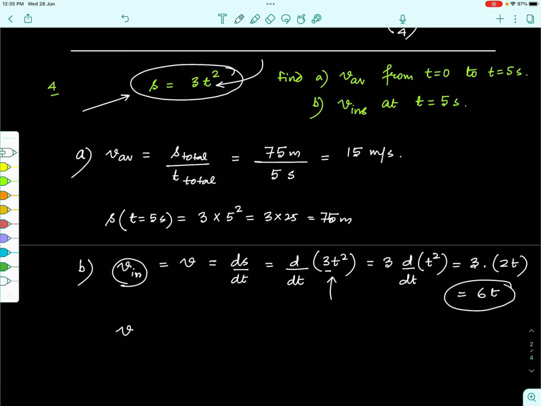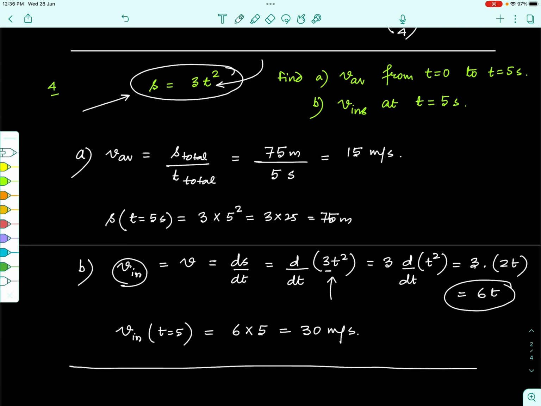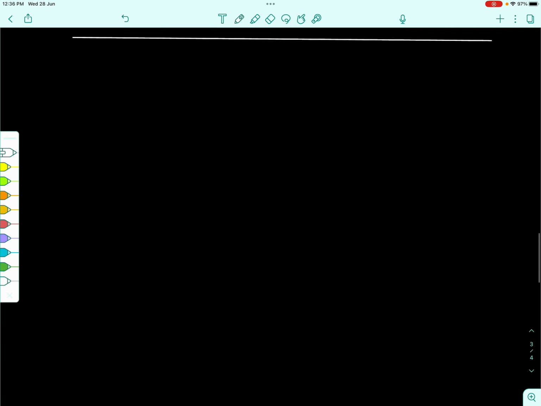We are supposed to find out the instantaneous speed at t is equal to 5. So all we need to do is substitute t is equal to 5 in the expression. 6 into 5, that is 30 meter per second. So the instantaneous speed of the body at t is equal to 5 seconds is 30 meter per second. Okay, so this is how we get the second part of the question. One more example let us take.